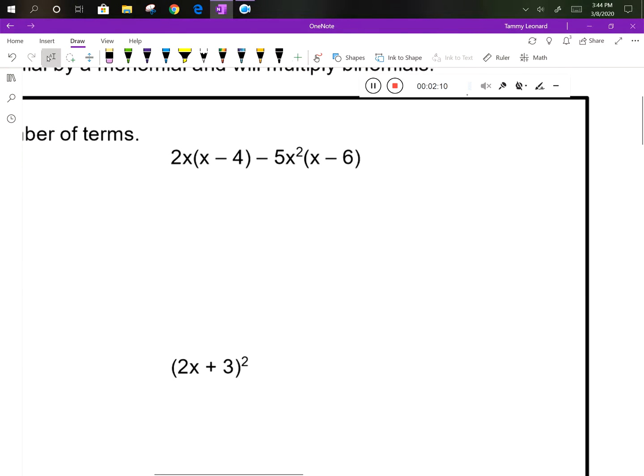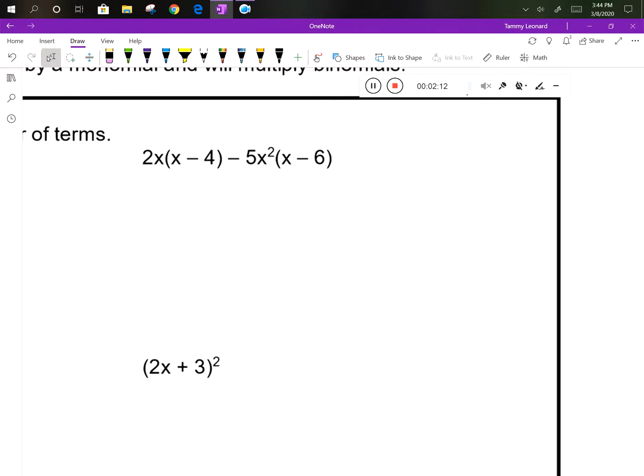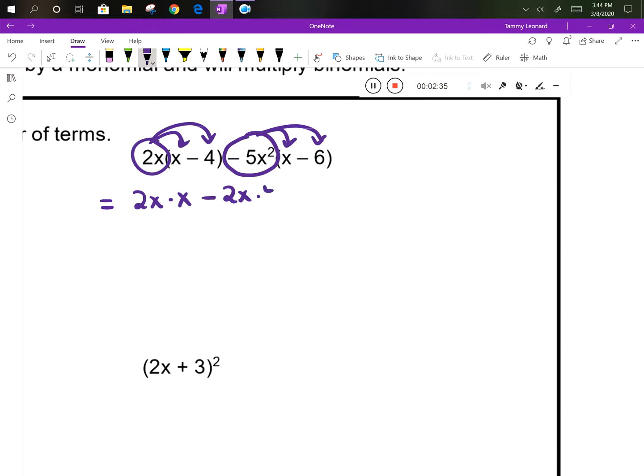Oh, actually, no, let's go to the right first because that's also just distribution. Going to the right, notice this 2x has to distribute to the x and the -4. And then the -5x squared needs to distribute to the x and the -6. So I'm going to write that out again using that extra step that you might not really need, but it's going to be helpful to us for right now. Now a negative times a negative is going to be a positive.